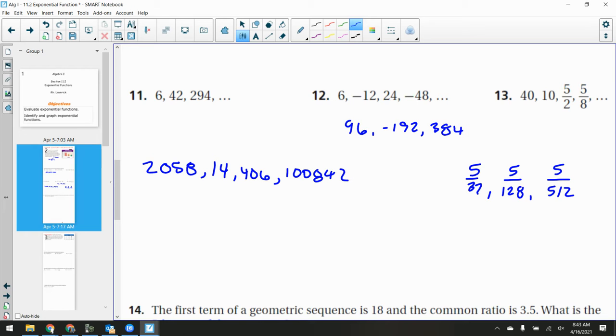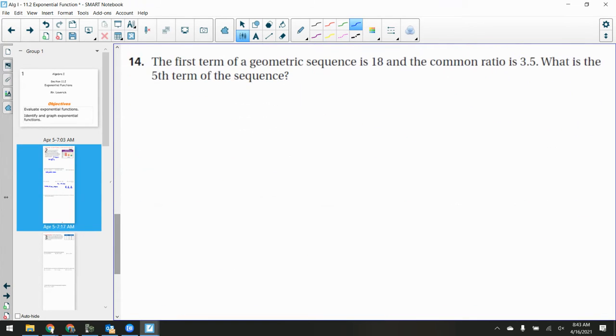Take a look at number 14 here. The first term of a geometric sequence is 18. So a sub 1 is 18. And the common ratio, R, is 3.5. Find the 5th term in the sequence. So that means n is 5.